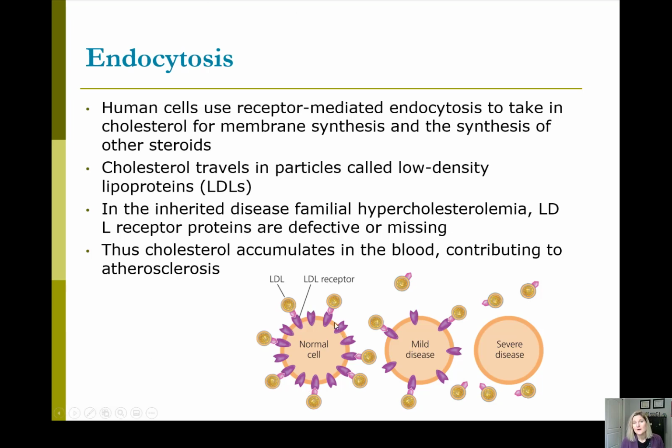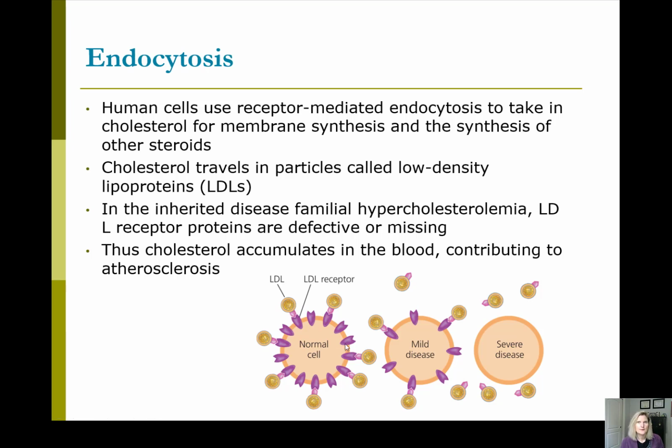So hopefully you don't have this particular disease, because normally you would have these little receptor sites on your plasma membranes, and so the LDL is able to attach to those receptor sites, allowing your cell to process that cholesterol and bring it inside through endocytosis. So here is an example of receptor-mediated endocytosis. Normal cells would have those receptor sites allowing the cell to bring in the cholesterol and process it.